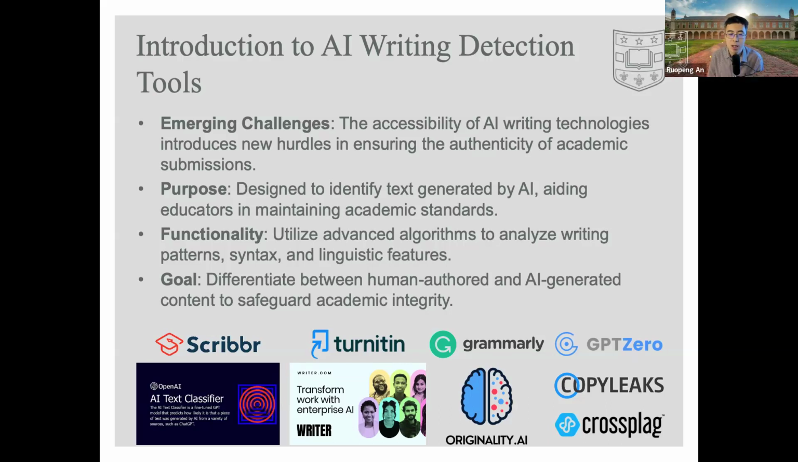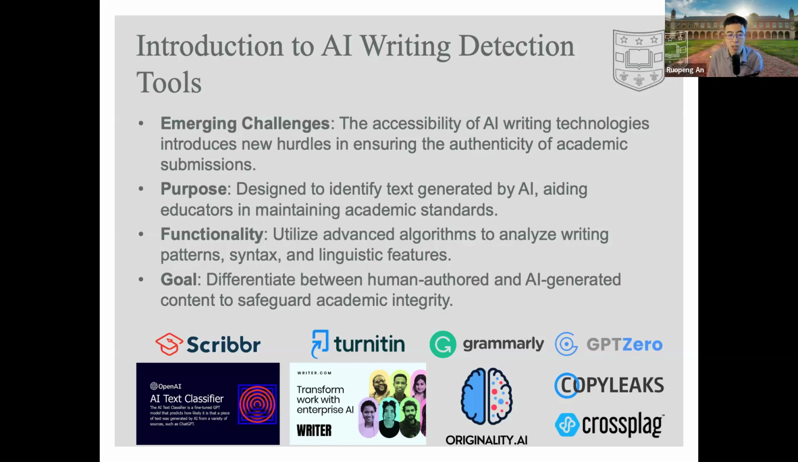The main functionality of those tools is to utilize advanced algorithms, which we are going to talk about. There are many algorithms available to analyze writing patterns, syntax, and linguistic features, and then give an estimate of the probability that the text was written by a human being or by AI algorithms. So the goal is to differentiate between human-authored and AI-generated content to safeguard academic integrity.